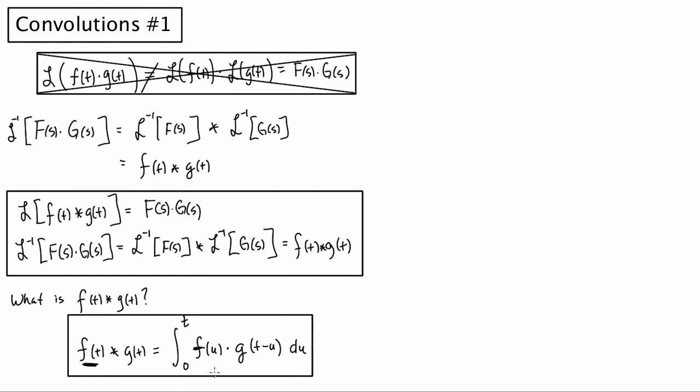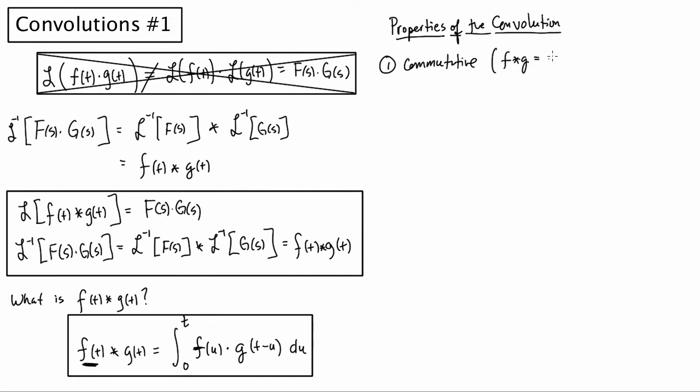Taking this a step further, we talked about some properties of the convolution as well. So, properties of the convolution. The first one is that the convolution is commutative, which means that f star g is the same as g star f.